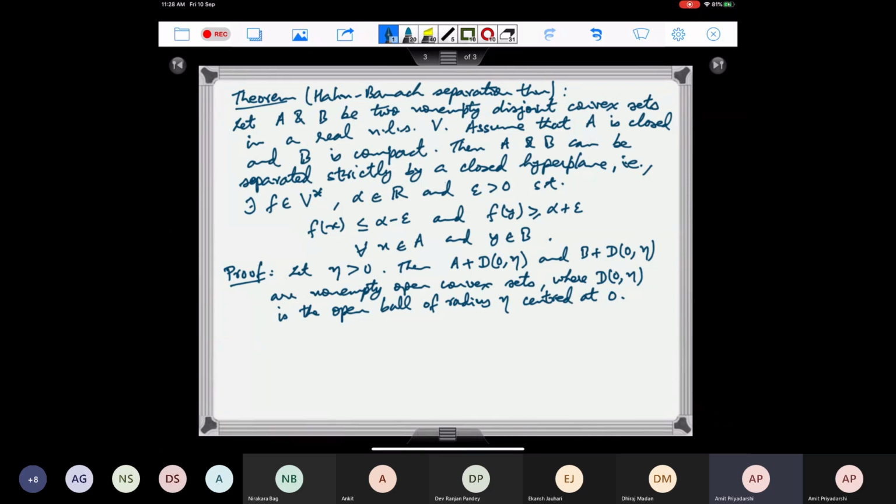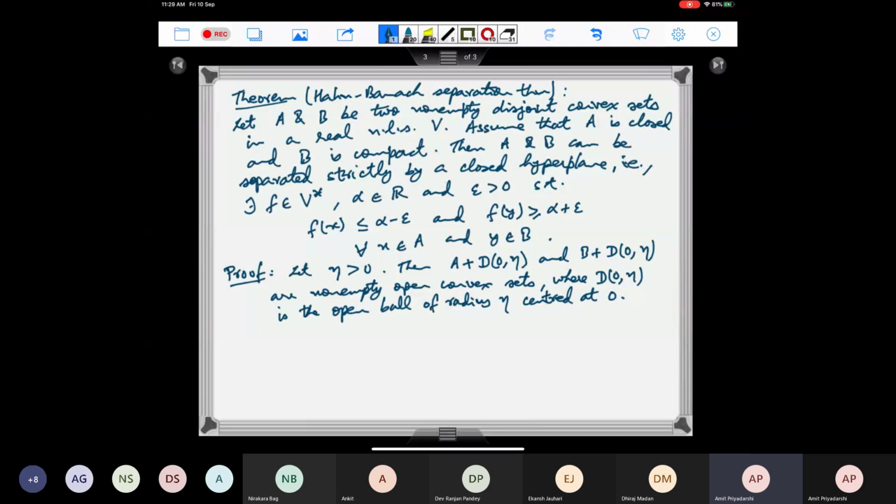So these are open sets, and why are they convex? That is again because these are sums of two convex sets. A is convex and D0 eta is also convex. The sum of two convex sets is again convex. So these are convex also. So now we get non-empty open convex sets.